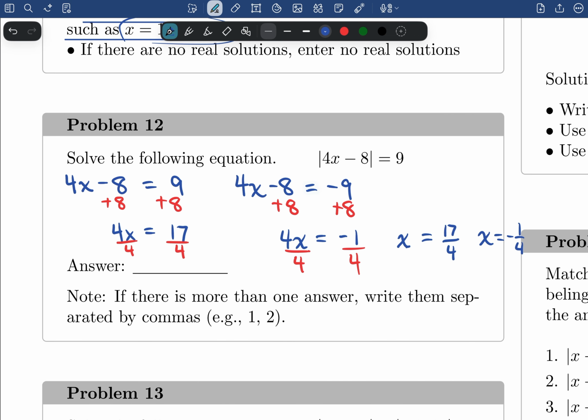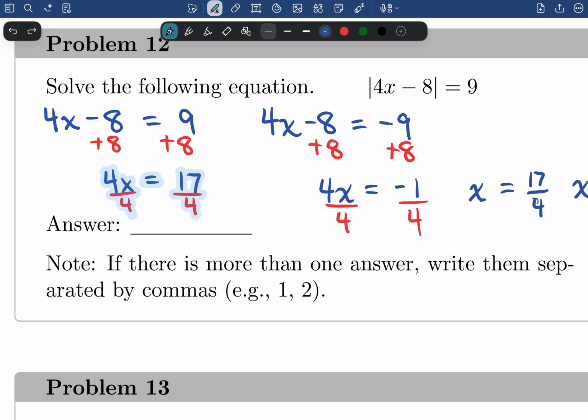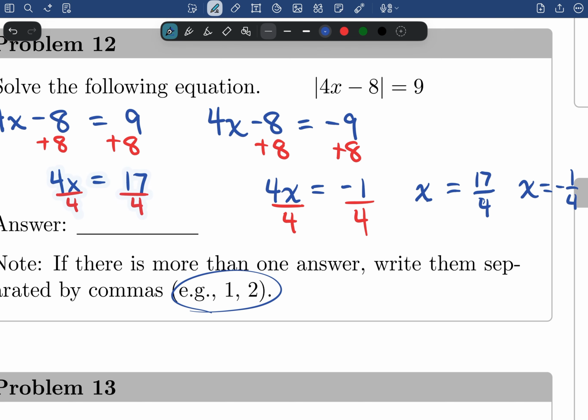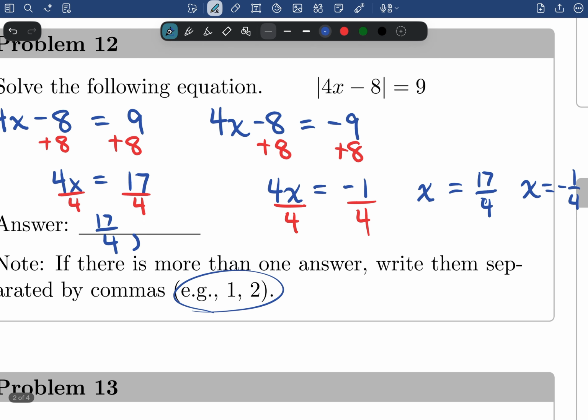Let's see how they want me to report my answer. If there is more than one answer, yes, we have more than one answer, 17/4 and negative 1/4, write them separated by commas. Here they give me an example. So I'm just going to write 17/4, comma, and then negative 1/4. This is how I'm going to report my solution in this case.